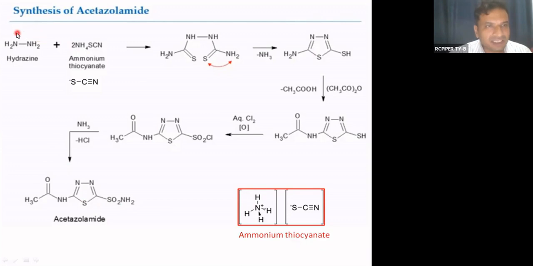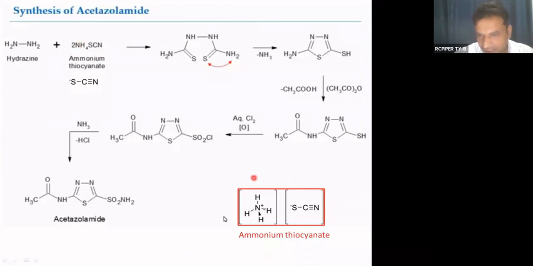We are starting with hydrazine, NH2, NH2. Okay, it is a diamino compound, diamine. So it is hydrazine. It is reacted with ammonium thiocyanate. Now please concentrate. Ammonium thiocyanate is a salt.